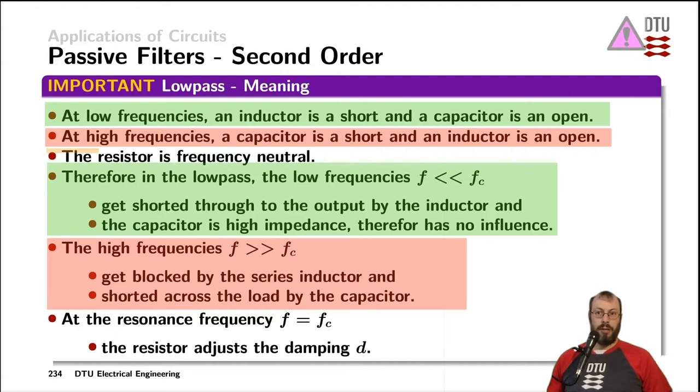At the resonance frequency, the resistor is determining the behavior of the filter, as the resistor also adjusts the damping or the quality factor that we experience at that resonance frequency. On the next slide, we will have a look at what that means graphically in a Bode plot.